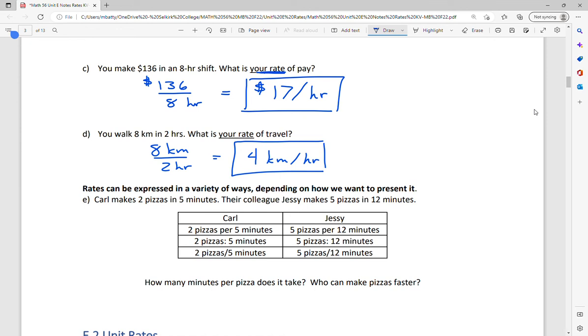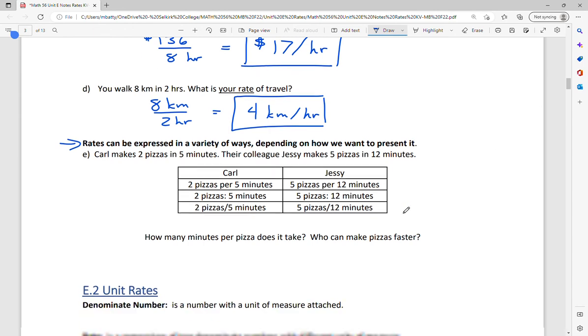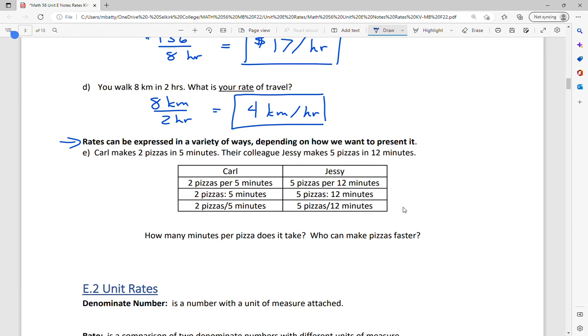There's a lot of rates in our world, and sometimes how you portray them can actually be really useful. So rates can be expressed in a variety of ways depending on what we want to represent. So these two people work at a pizza place, and Carl can make 2 pizzas in 5 minutes, and Jesse can make 5 pizzas in 12 minutes, right? From that information, it's really hard to compare their rates. And so all of these are possible ways of representing rates. You'll notice that there's more in the homework for this. It's actually more in E.2, I think, but that's okay.